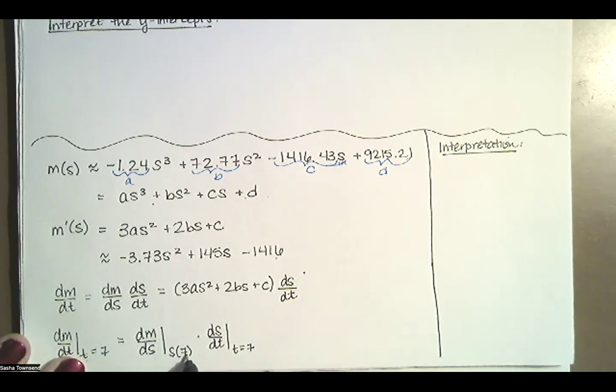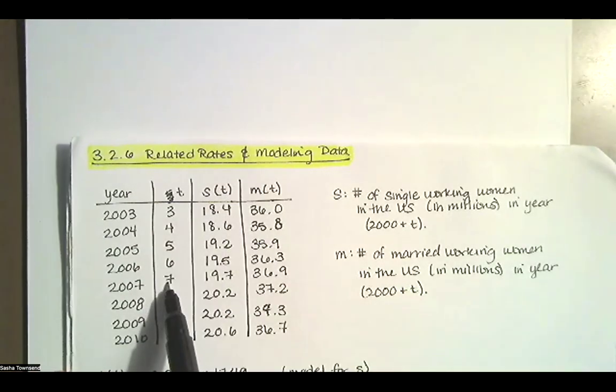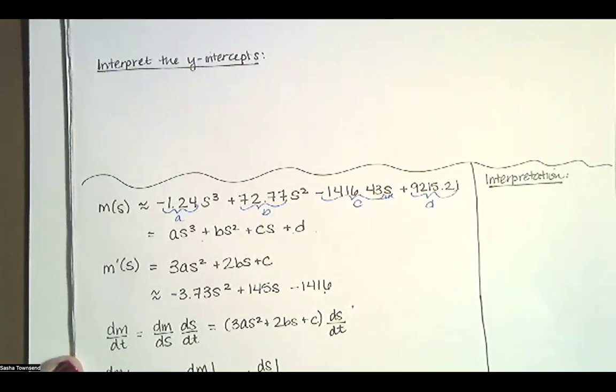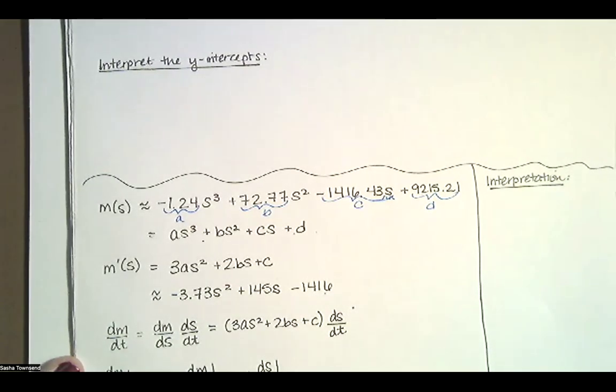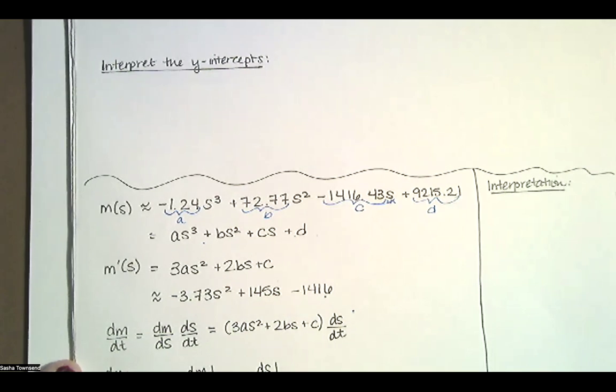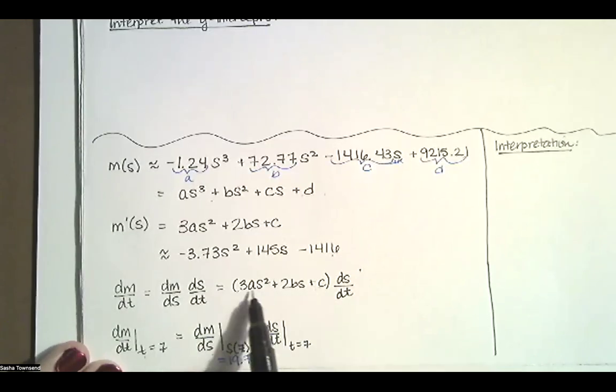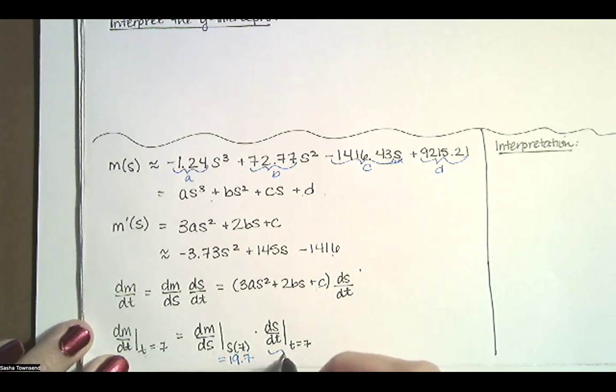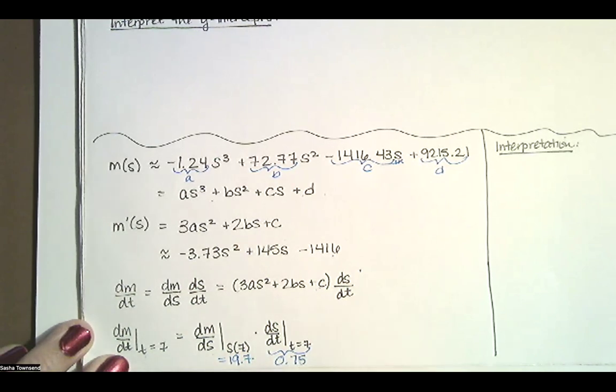The s value when t equals 7 can be found in our table. When t equals 7, that corresponds to the year 2007. Our s value is 19.7. So I want to substitute 19.7 into this function here, replace all of my s's with 19.7. That's going to be a number, and then we'll multiply that by this ds/dt, and the ds/dt was given to us in the problem statement. We were told that this is 0.75.